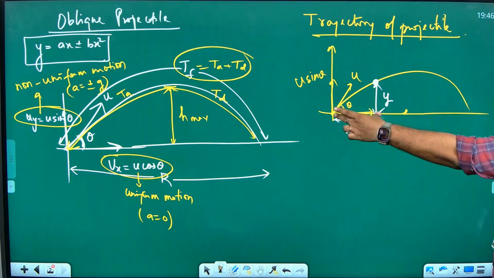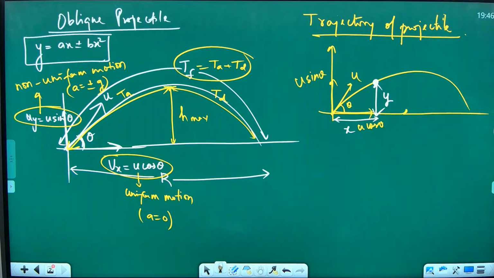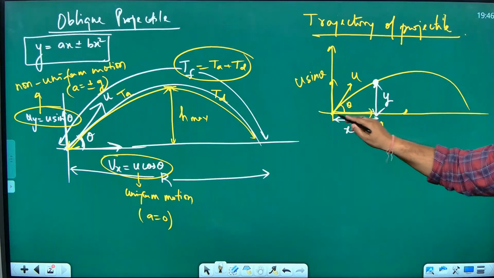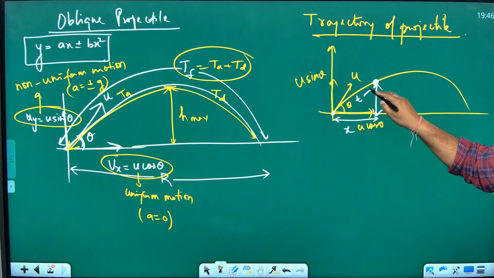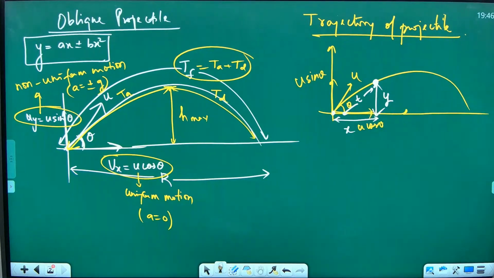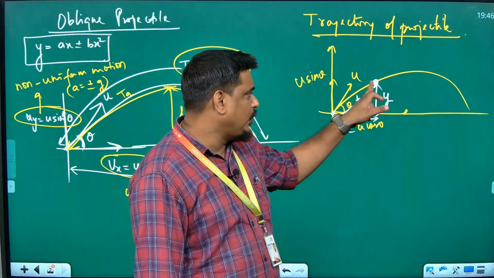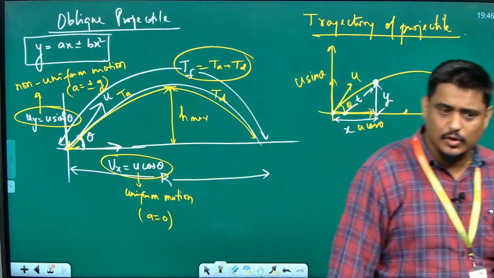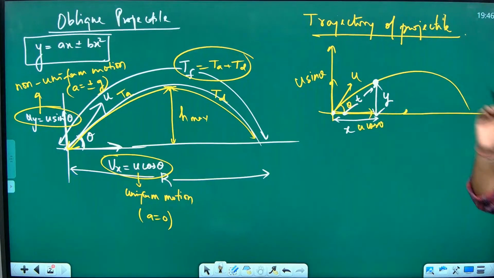I took a random point on the projectile where what is the height? Y. What is the horizontal distance? X. Horizontal distance is because of horizontal velocity and vertical distance is because of vertical velocity. And the time it took to reach from here to here, I am taking it as small t. What is small t? Time taken by the projectile to reach from the initial point to this point. So, in time t, the projectile has covered x horizontal distance and y vertical distance.